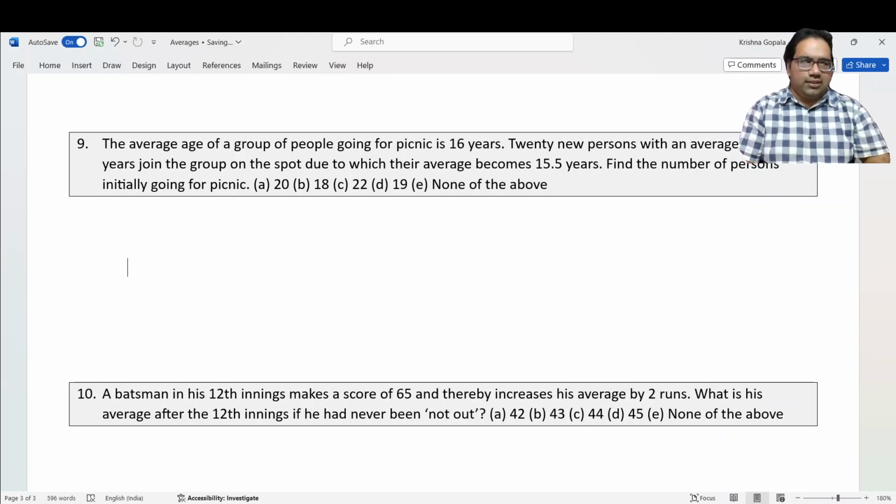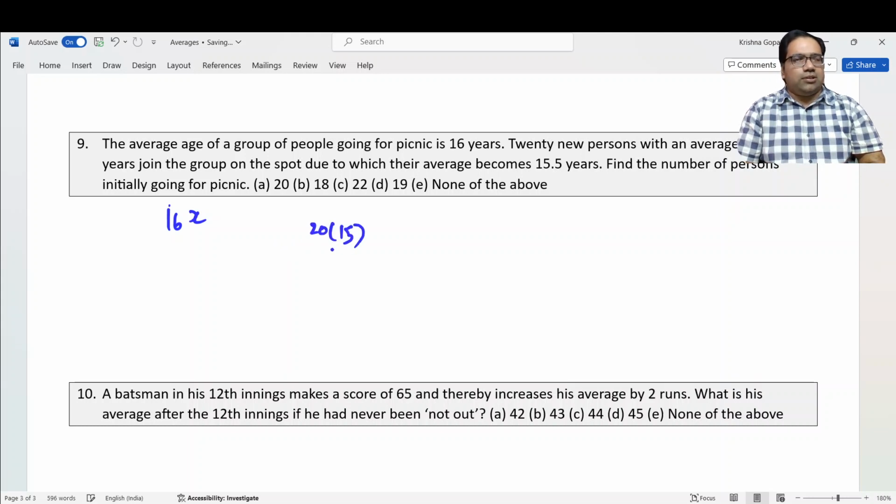We don't know the number of persons initially. Initially, let's assume x people were going to the picnic. And what was the average age of these people? 16. That means the total age is 16x. Now 20 new persons with an average age of 15: 20 into 15 is the total age of these 20 people. On the spot, their average becomes 15.5. The average of whom? 16 plus 20, into 15.5 is equal to 16x plus 20 into 15.